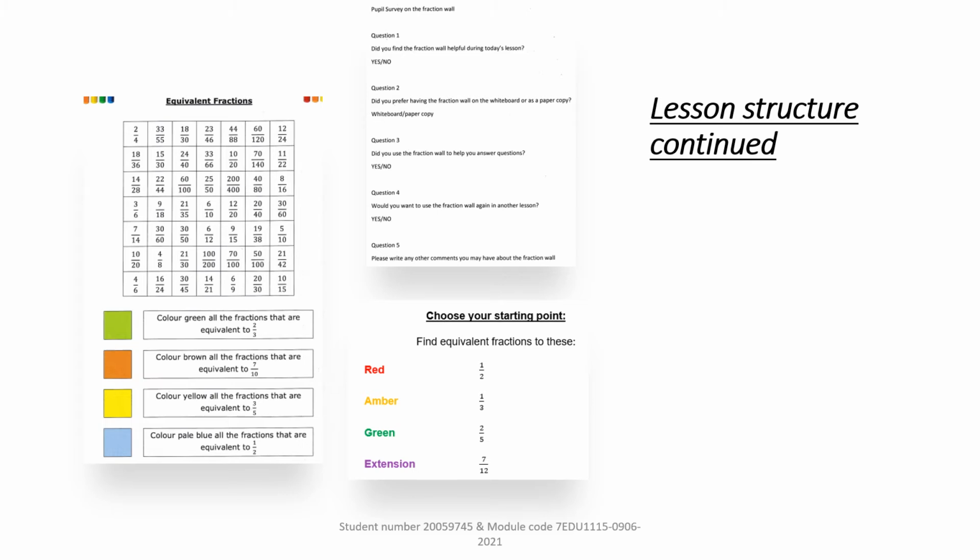So for example, if you're trying to find fractions that are equivalent to a half, you'd colour them all in blue. I'm aware that the fraction wall wouldn't help with every single fraction listed on that worksheet. However, I didn't want them to become totally reliant on the fraction wall, that they couldn't do anything without it. It's just to sort of get them started and help them get involved in the process. So yeah, that was the last task for the lesson, and then towards the end of the lesson, I gave them the feedback sheet or pupil survey for the fraction wall to complete.